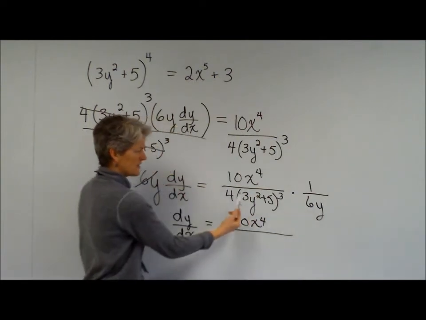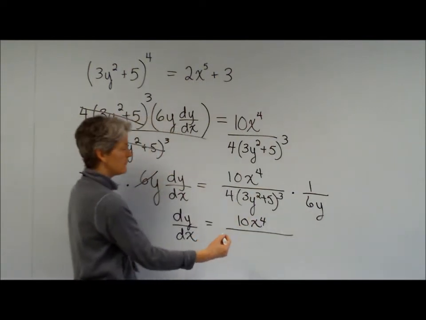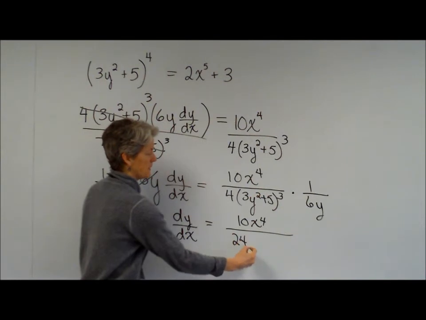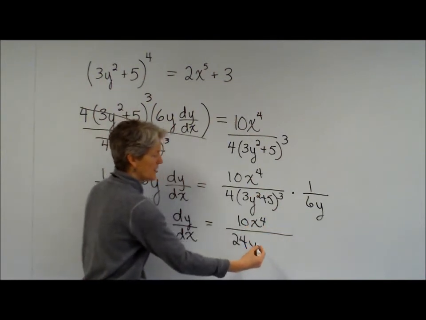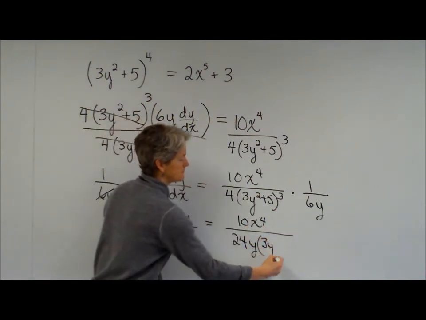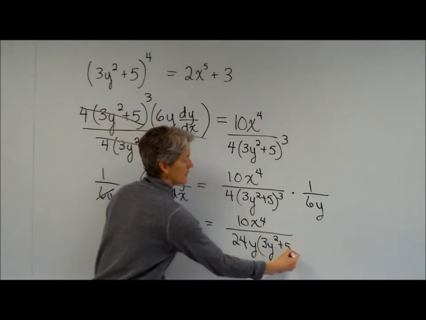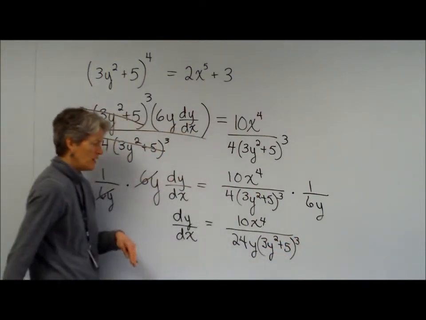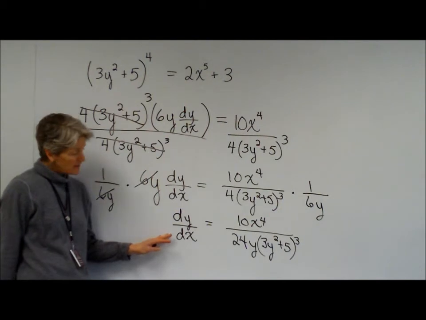Let's see, 6. I'm just going to go ahead and multiply that by that 4. What do you think, Mr. Haas? I think that looks good. And just for fun, I'm going to put the y right up there. And there we go. So now I have dy dx isolated.